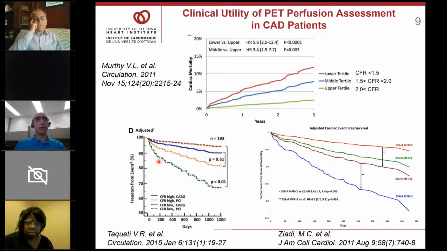Taqueti and colleagues have also shown that patients with a CFR of less than 1.6 would benefit most from CABG compared to PCI. This graph is also taken from an article published by our department. This study indicated that an MFR of less than 2 can be used to identify patients with higher risk of cardiac events, independent of their summed stress score.